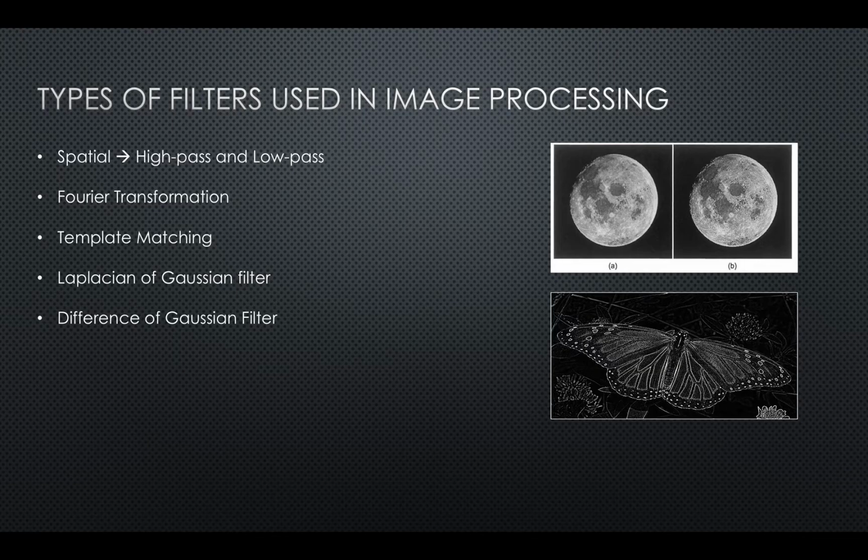There are many different transformation filters that can be applied in image processing. These filters include spatial high-pass and low-pass filters, Fourier transformation, template matching, Laplacian of Gaussian filter, and difference of Gaussian filter. A spatial low-pass filter, also known as smoothing, can be used to remove high-frequency noise from a given digital image. On the other hand, a spatial high-pass filter, which is the exact opposite of a low-pass, can be used to amplify noise and sharpen an image.